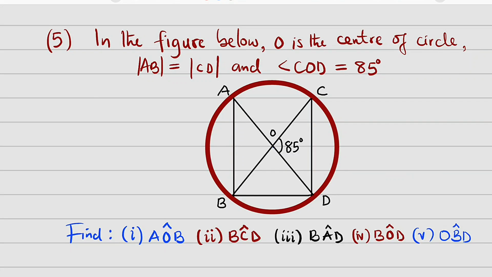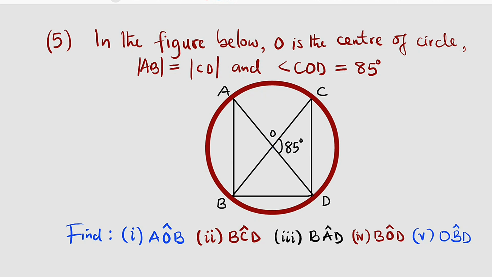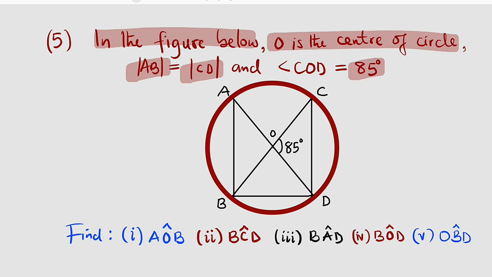All right, here is the last question, which is question 5 under section A. The question reads, in the figure below, O is the center of a circle where line AB is equal to line CD and angle COD is equal to 85 degrees. We're asked to find the angle AOB, BCD, BAD, BOD, and lastly OBD. Okay, let's get started with the solution.